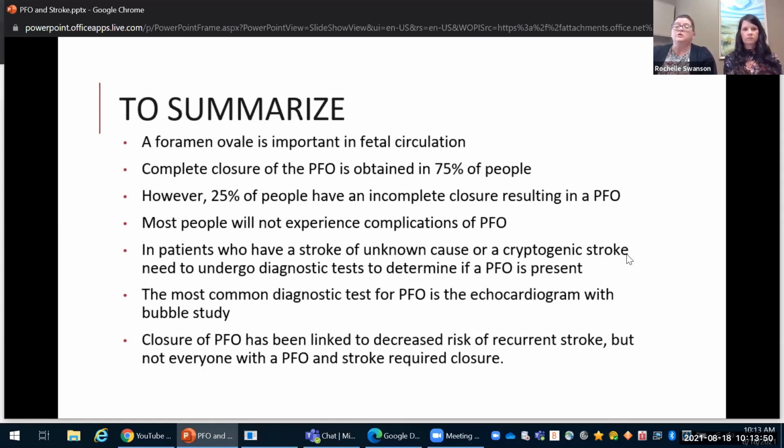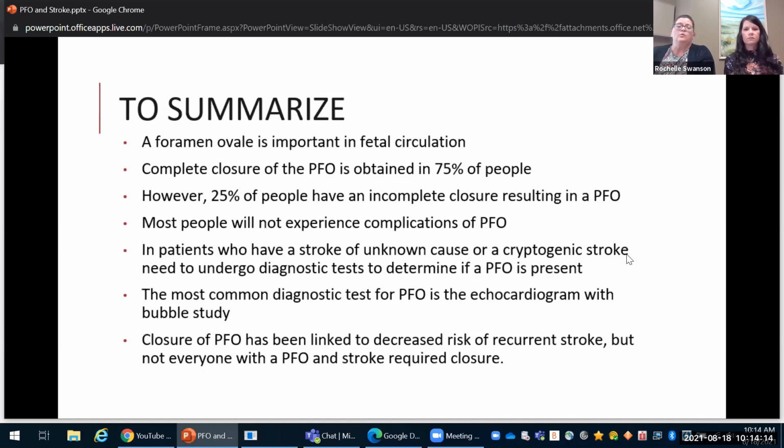Foramen ovale is important in fetal circulation. That's how we get our nutrients as a fetus. Complete closure of the PFO is obtained in 75% of people. 25% of people may have an incomplete closure resulting in a PFO. So 1 in 4 of us may have a PFO right now that are listening to this. Most of us would not have any complications of that PFO.